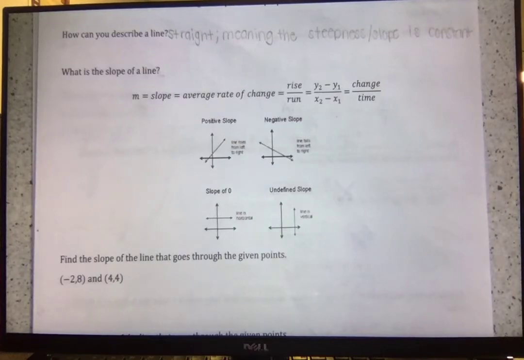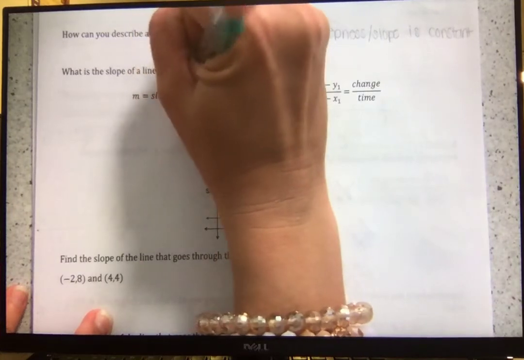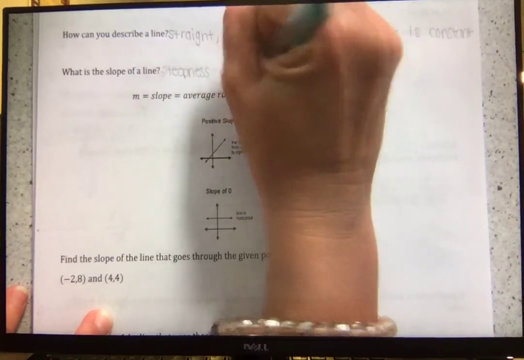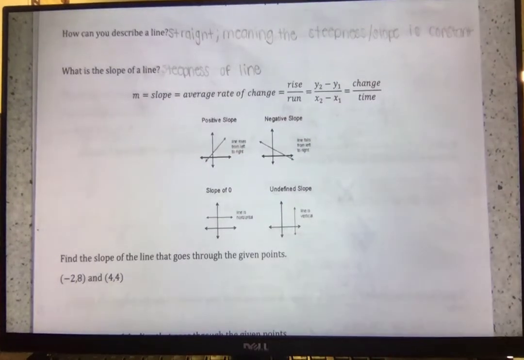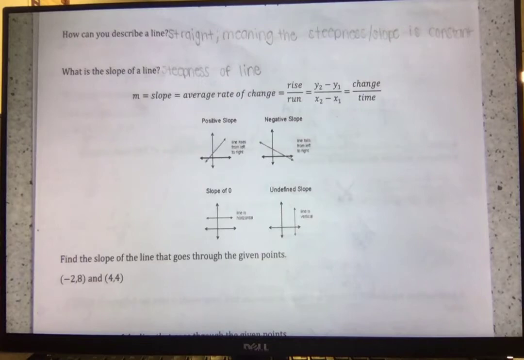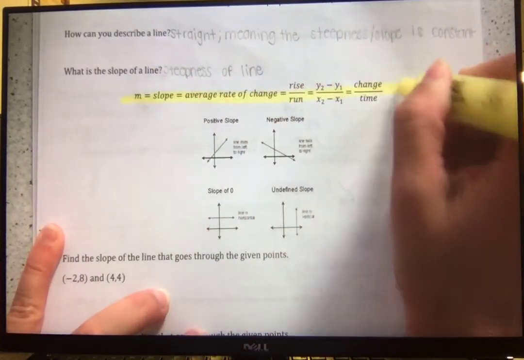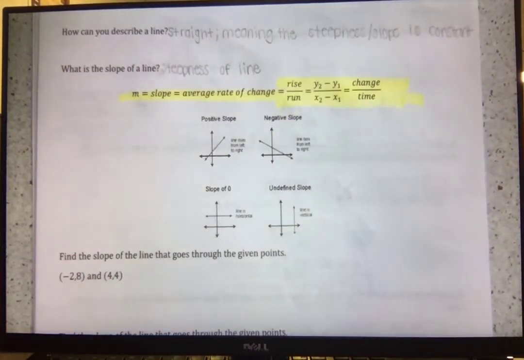So working backwards, the slope is the steepness of the line. We talked about this before, but we have some equations for slope that you do need to know for the test. So mathematicians are efficient. Instead of writing the word slope out every time, we use the letter M to abbreviate it.